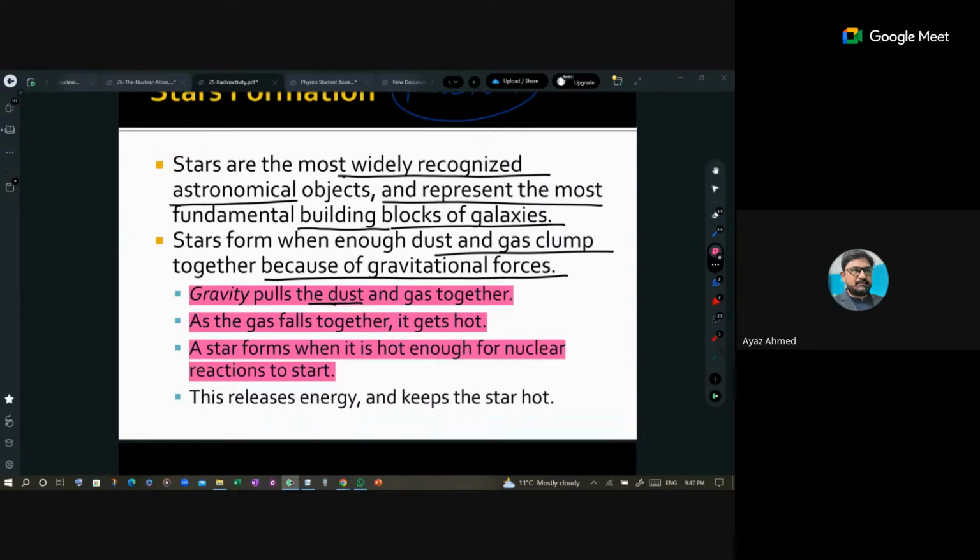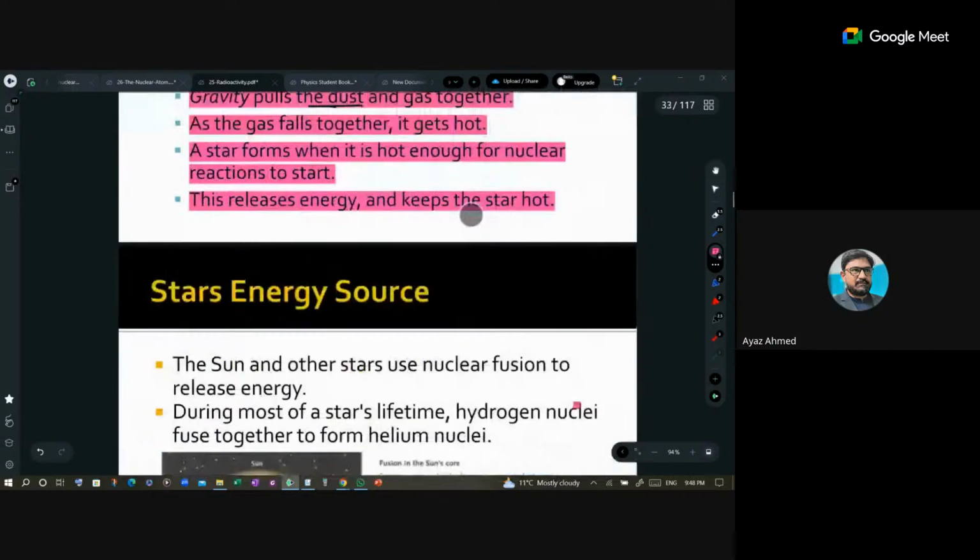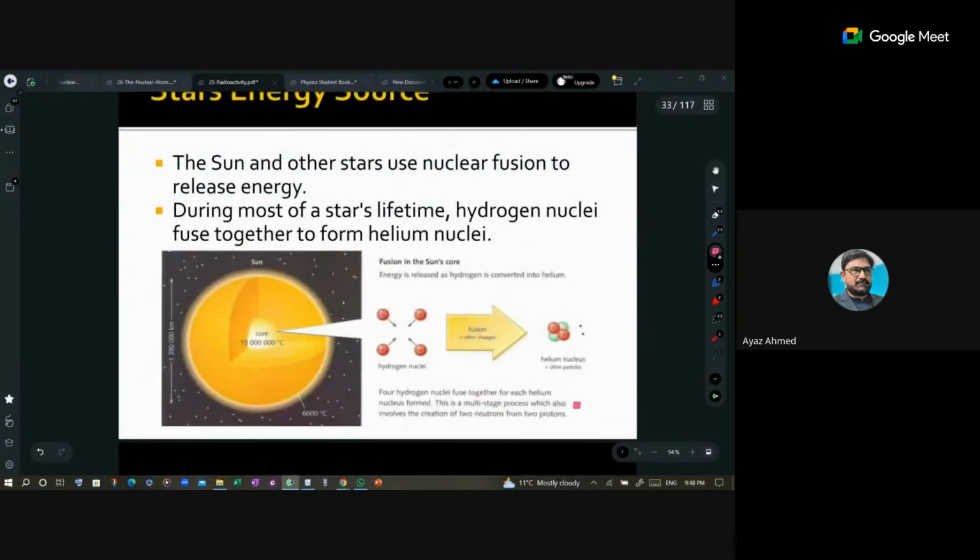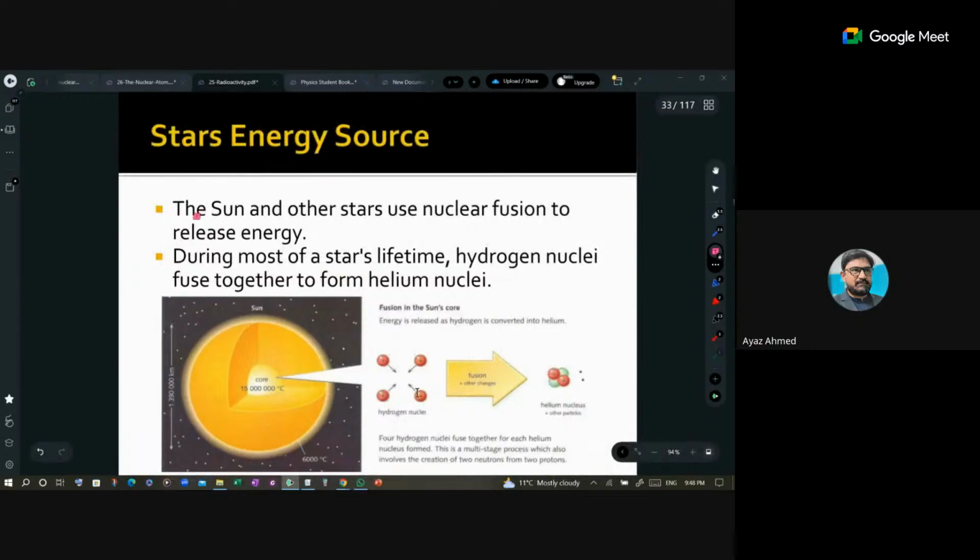At that time, the star basically burns. Our sun is now burning its hydrogen. After some million years, it would burn its helium, and so on and so on. So this releases energy and keeps the star hot. It means it keeps the star alive. So the star's energy source, the sun and other stars, use nuclear fusion. This is the more favorite MCQ of the examiner: how is energy formed in the star? So it is formed by the fusion process, right?